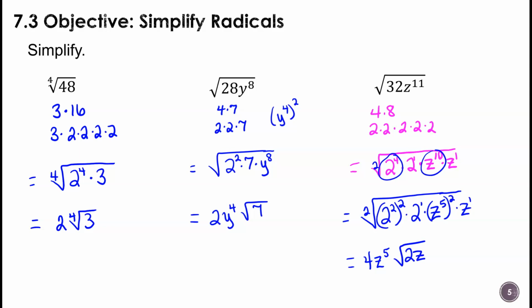Okay. So whether you're understanding this way or you're looking for perfect squares, either way would be fine. If I was using perfect squares on this, then I would have written it as 16 times 2, but I would still write the z's the same way. All right, so then this would be 4z to the 5th times the square root of 2z. So that's just another way to look at that.